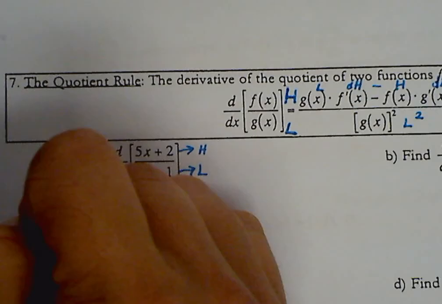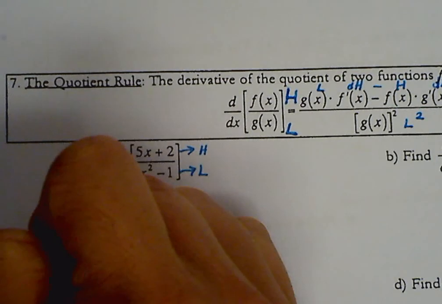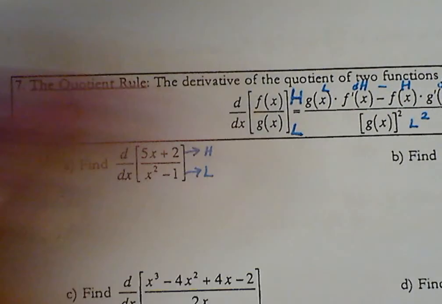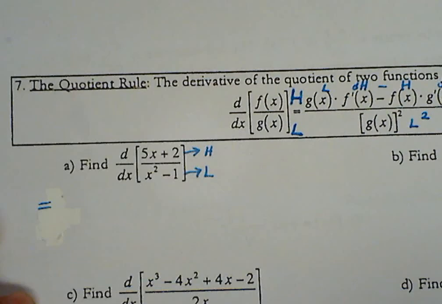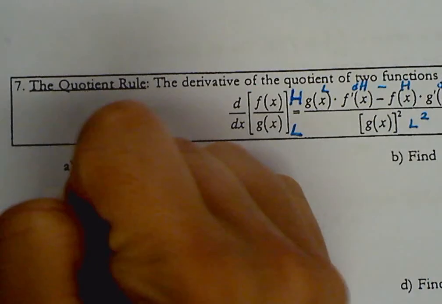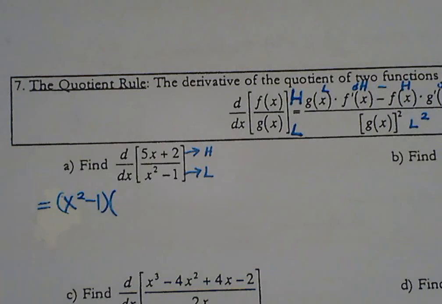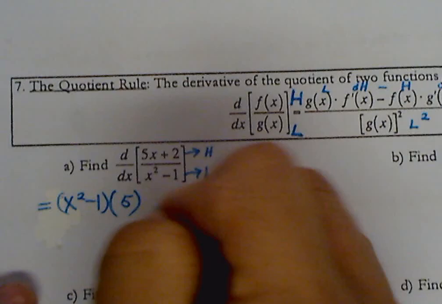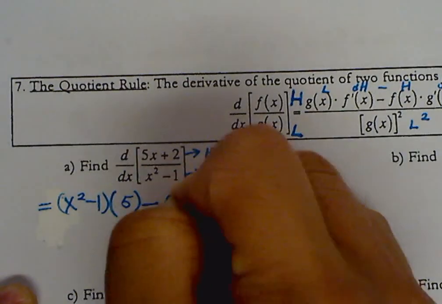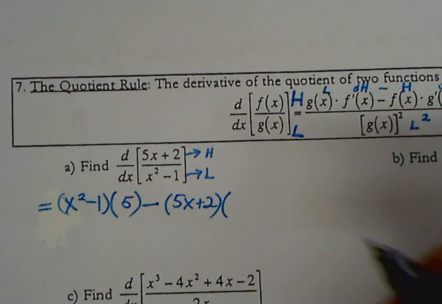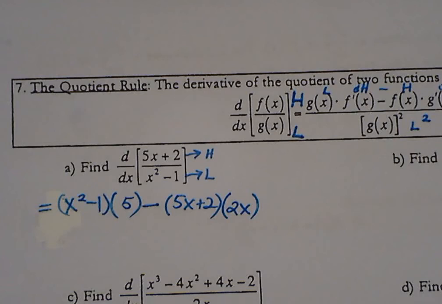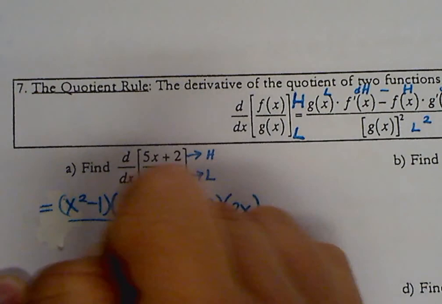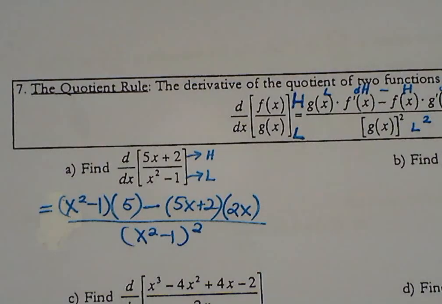Alright, so the derivative. I don't have to write that all over again because it's already written there. So it's going to be, what's the low? x squared minus 1. Low d high. The derivative of the high is 5. Minus, what's the high? 5x plus 2. d low, the derivative of the low is 2x plus 0. That's low d high minus high d low over low squared. And we could simplify it, but we'll just leave it like that for now.